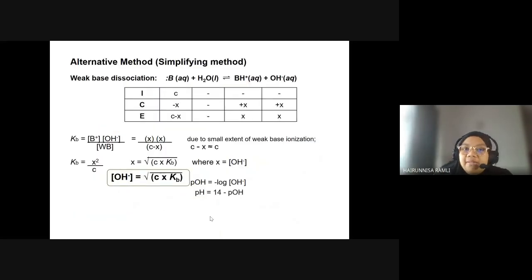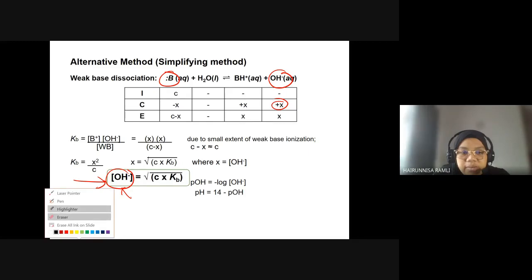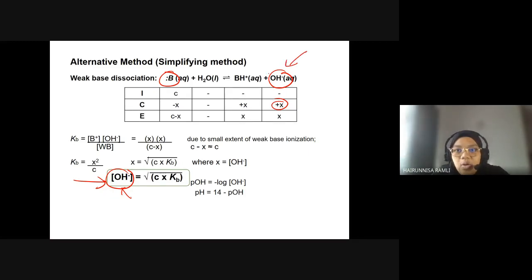Then it is the same even for the alternative method, you can use the formula. It's just that what you need to change, earlier it was H plus, so here you change the C. The X is OH minus if it is a base, because of this, that's why if you see a base here it must be OH minus. So you change the X here, it will become OH minus. So that's why when it is OH minus, your equation must be Kb. So you change it there. The steps are the same, when you get OH minus, you can find pOH first, after that you find pH.